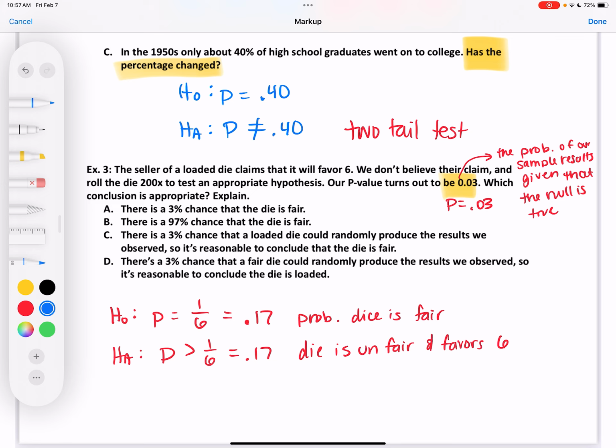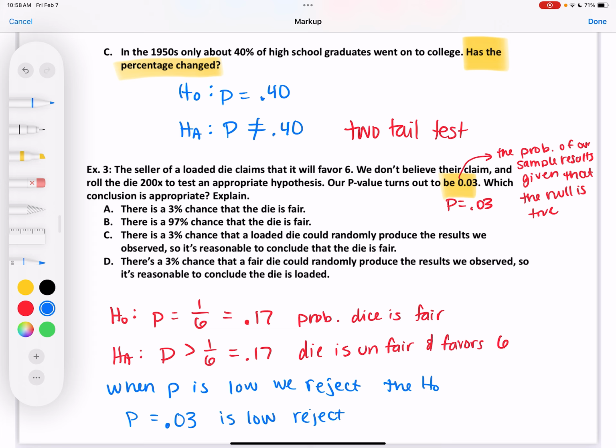So what we say is that when P is low, we reject the null hypothesis. P equal to 0.03 is low. So reject the null in favor of the alternative. So that means that the answer is D.